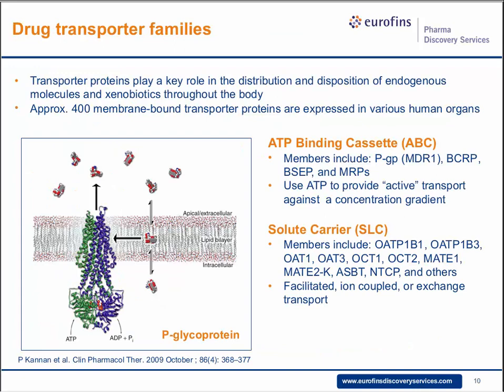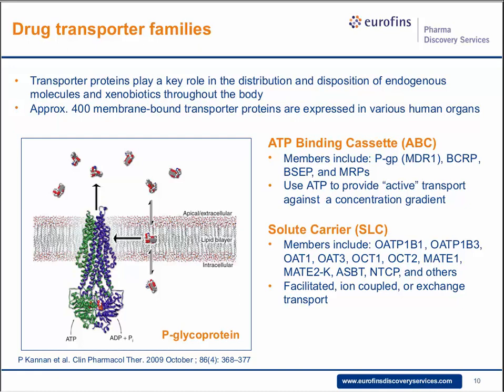Transporter proteins play a key role in the distribution and disposition of endogenous compounds and xenobiotics, and they are found throughout the body and in many organs. And in fact, there are over 400 membrane-bound drug transporters that have been identified. However, not all of these transporters impact drug disposition, and a great deal of research in this area has established that there are two main transporter families which play a role in drug disposition and are relevant with regard to clinical DDIs.